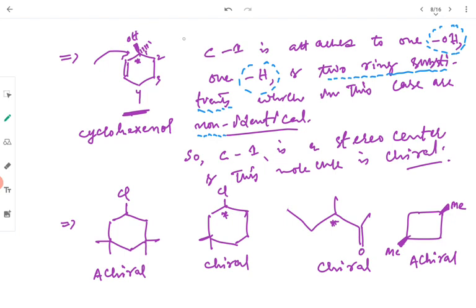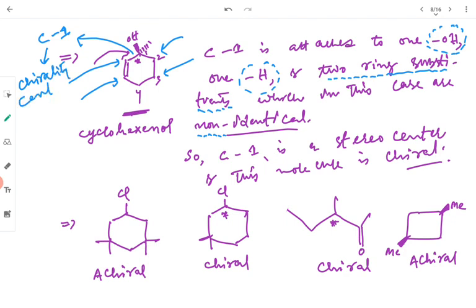Why? Because from this side you have a CH2 here, then you have a CH2 here, but from this side you have a CH here and a CH here. So these two substituents are different, hence this C1 carbon is a stereo center, we say it's a chirality center. It's a chirality center because it is attached to four different groups, hence this molecule will be chiral, right?